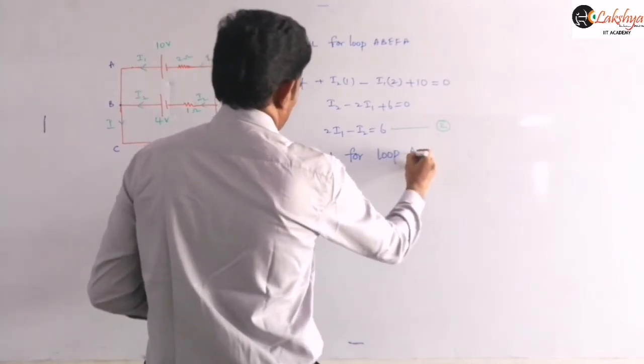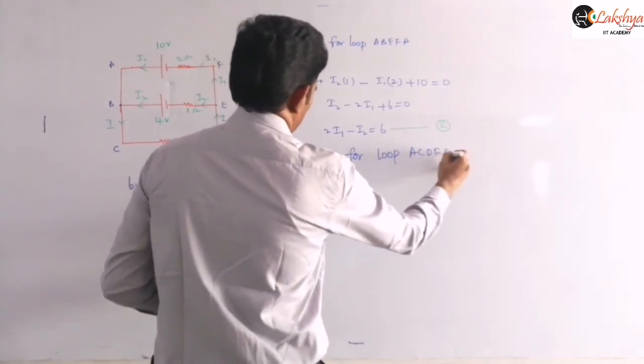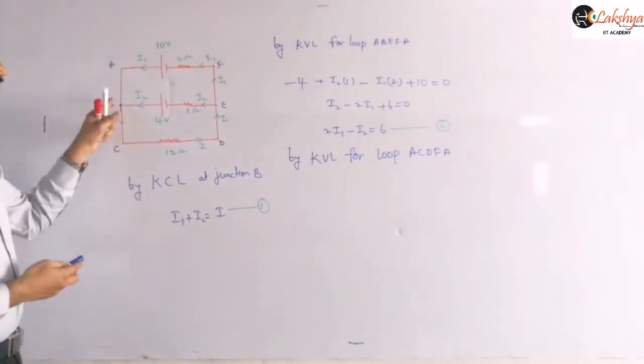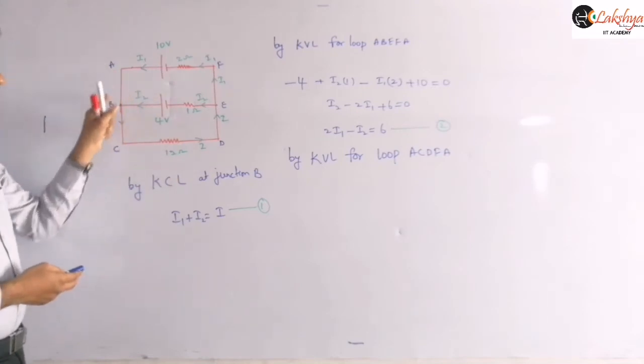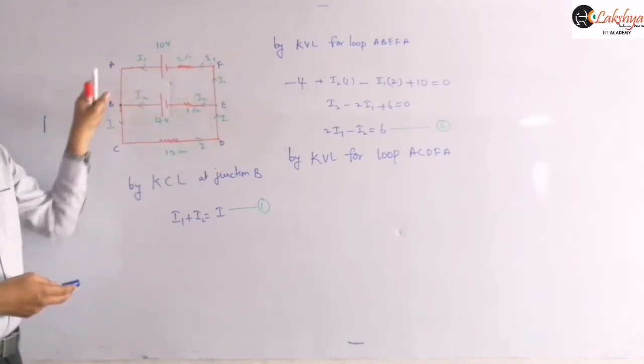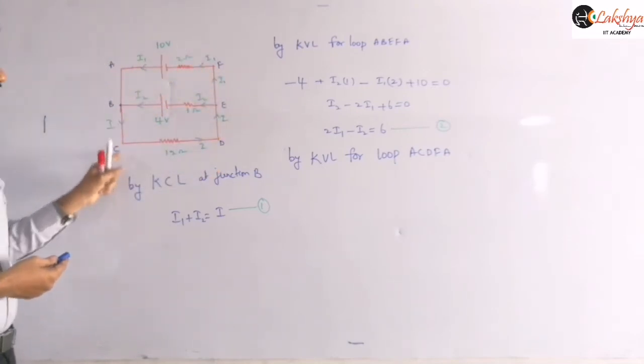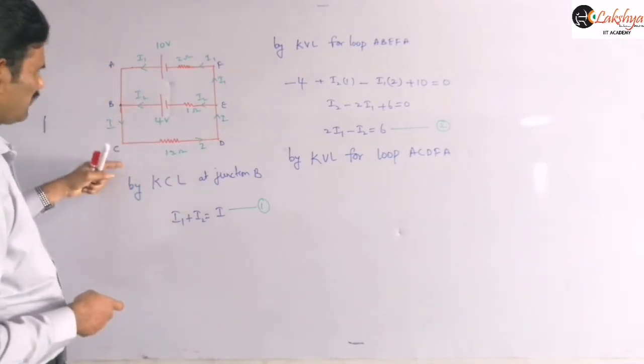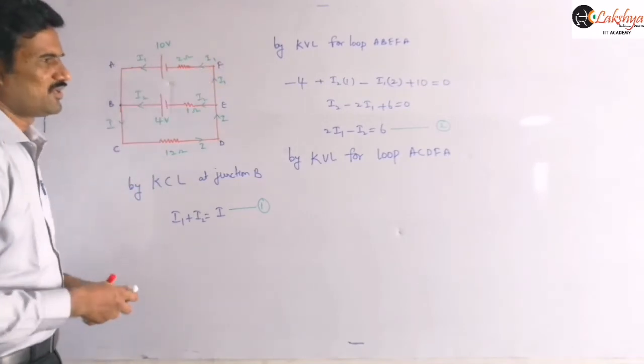So let us write this A, C, D, F, A, right? And you may include these letters also if you want. That means A, B, C, D, E, F, A you can write. As no elements are there at those points, directly I am taking from A to C and D to E, D to F, right?